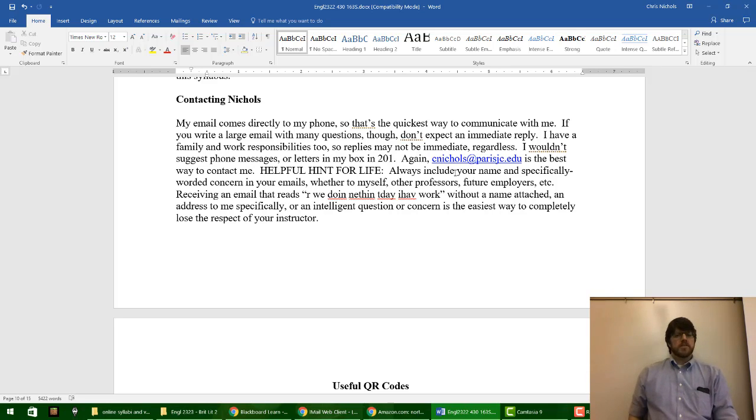If I receive an email that reads, the letter R, are we doing anything today? I have work. And there's no name attached, no address to me specifically, no intelligent question or concern. That's the easiest way to lose the respect of your instructor and slowly start to hate you over the course. So I hate those emails too. It's always just no name on it, and somebody says, are we doing anything today? And I'm like, first of all, who are you? Second of all, what class are you in?